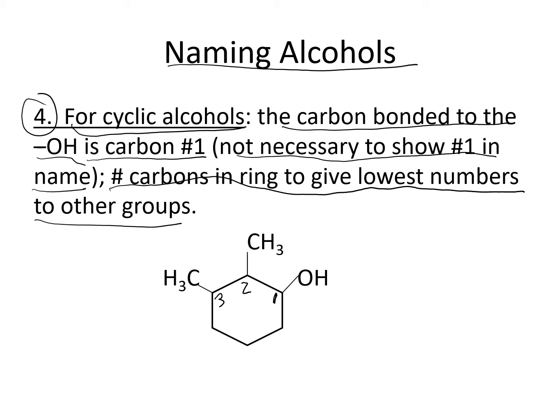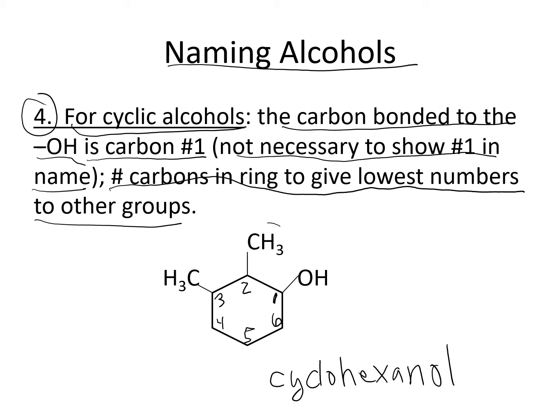So if we go left to right, we would have groups at positions 2 and 3. Our total number of carbons in our ring is 6. So let's start by naming the parent. 6 carbons in a ring is going to be cyclohexane. Drop that E and add OL to tell us we have an alcohol. So we have cyclohexanol. And we know that the OH is attached to carbon 1, but if it's in a ring, we don't have to show that 1.